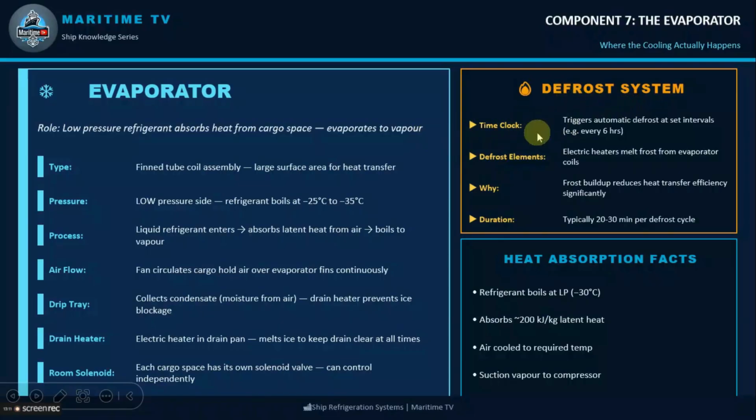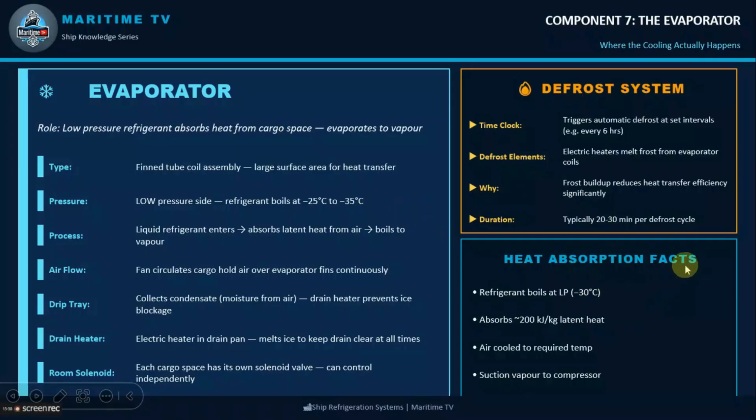What is the defrost system? You have a time clock. It triggers automatic defrost at set intervals, for example every 6 hours. The electric heater melts frost from the evaporator coils. The frost buildup reduces heat transfer efficiency significantly. The duration is typically 20 to 30 minutes per defrosting cycle.